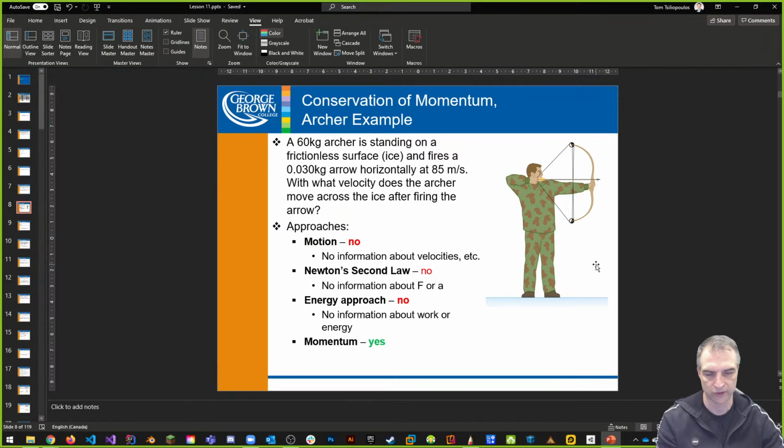So here's an example. A 60 kilogram archer is standing on the frictionless surface, ice, classic example by the way, and fires a 0.03 kilogram arrow horizontally at 85 meters per second. Okay, that's the velocity. With what velocity does the archer move across the ice after firing that arrow? Okay, can we use motion? No, we have no information about velocities other than the arrow, all right?